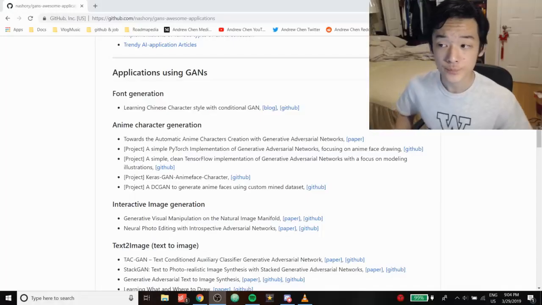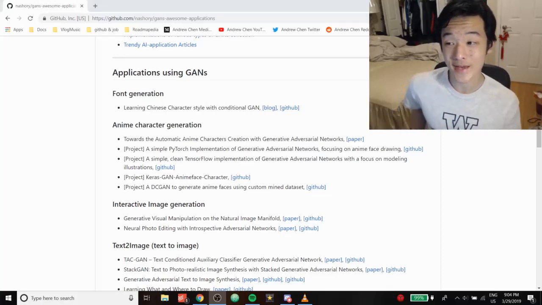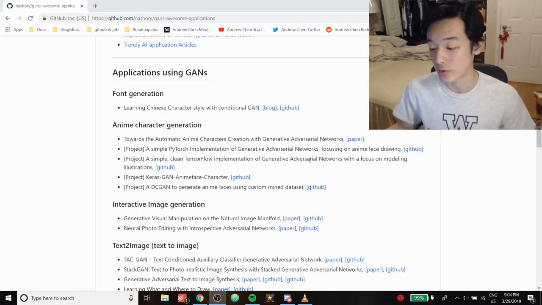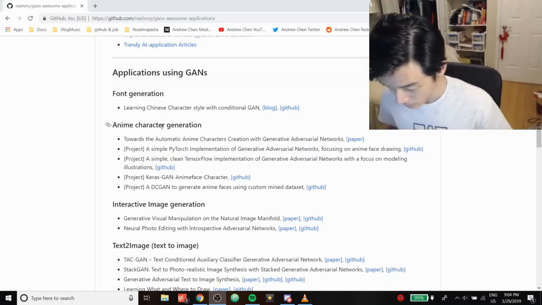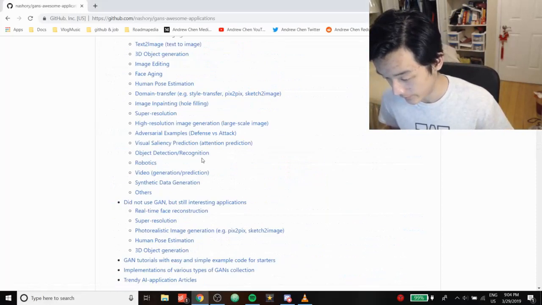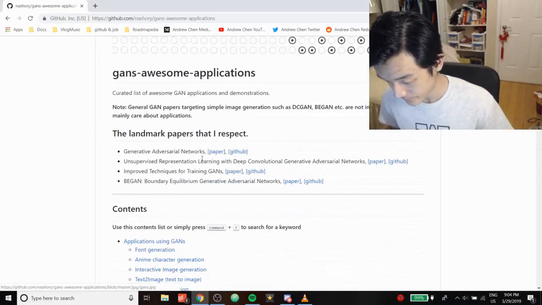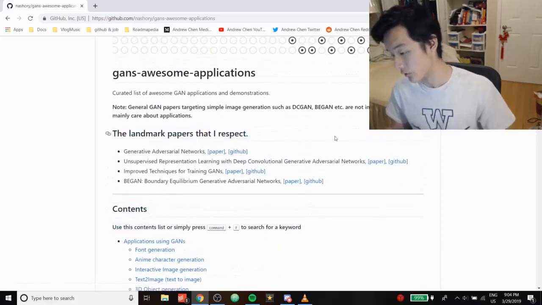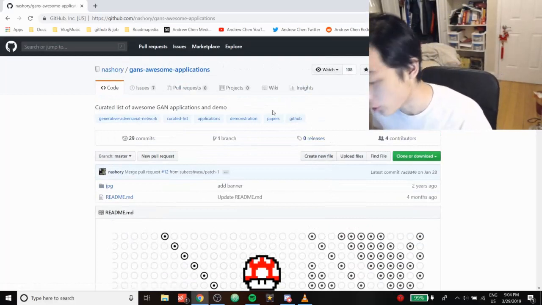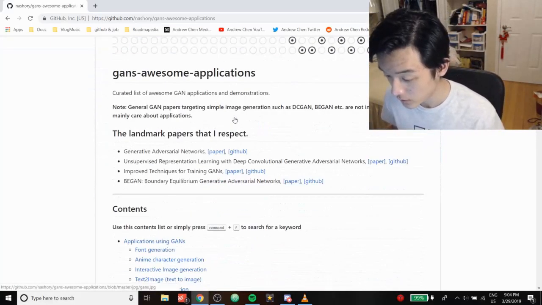I'm not sure, but maybe I found this GitHub repository and it contains a lot of good information on GANs. As we can see here, there are applications using GANs, and there are also some of the landmark papers, which are the fundamental papers that maybe we should all read before getting onto this.